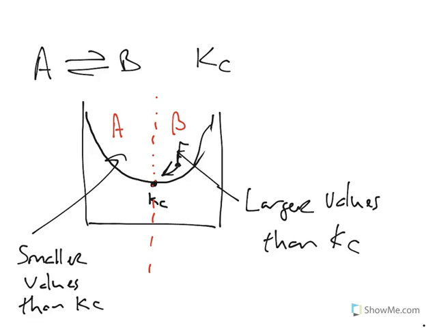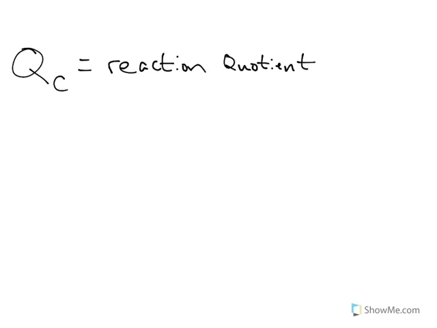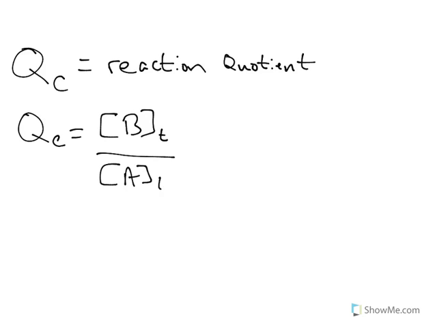And the way we can quantify that consumption of one or the other is something called the reaction quotient. So it's called Qc. And this is known as the reaction quotient. And Qc is defined in our particular reaction as the concentration of B at some particular time and the concentration of A at some particular time.